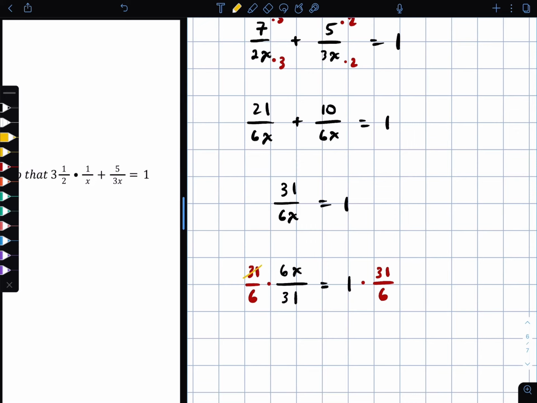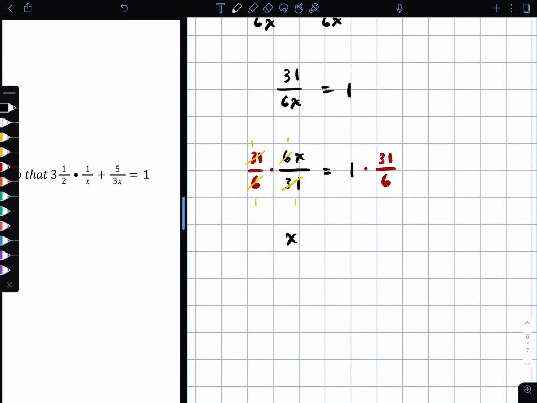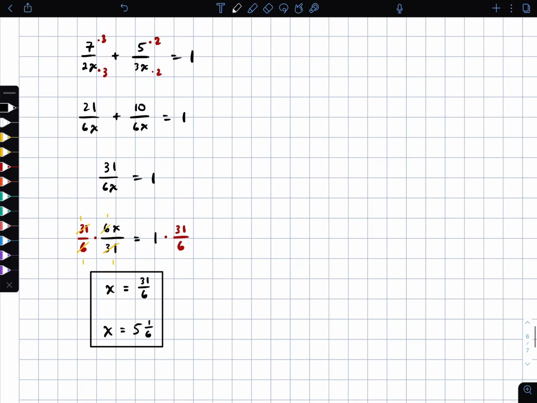If we do that, 31 and 31 cross cancel, and 6 and 6 cross cancel. That's supposed to happen if we multiply by the reciprocal. So we're just left with x is equal to 31 over 6. Okay. You could also say that x is equal to 5 and 1/6 if you want the mixed number version, right? But here, this would be the solution for this equation.